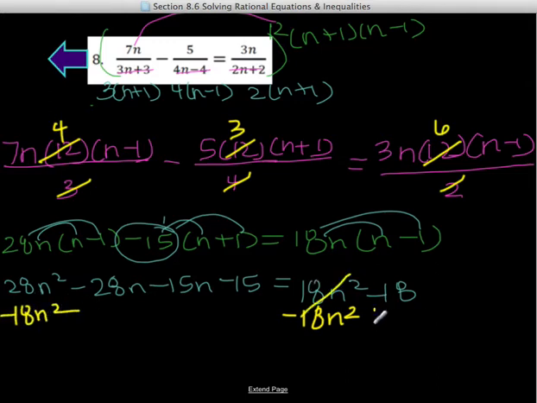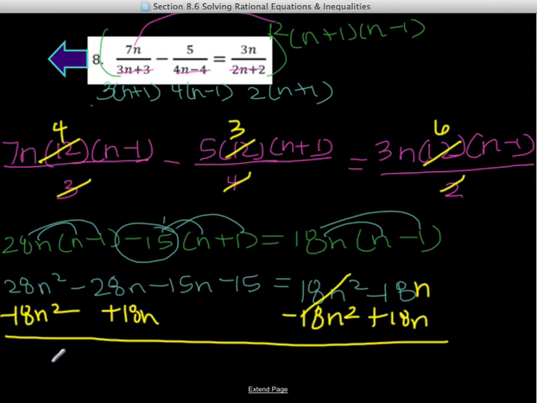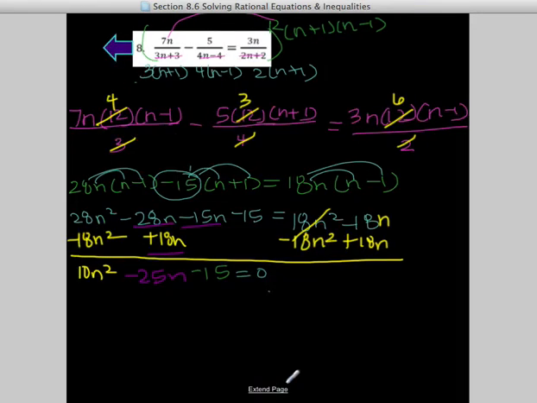So those will cancel, and I'm going to add 18n. Sorry, I forgot to write the n, didn't I? There should be 18n times 1 is 18n. So this will give me 10n squared. Now I need to go ahead. I have 28n minus 15n plus 18n. That will give me a negative 25n. And then just bring this down. Minus 15 will equal 0.